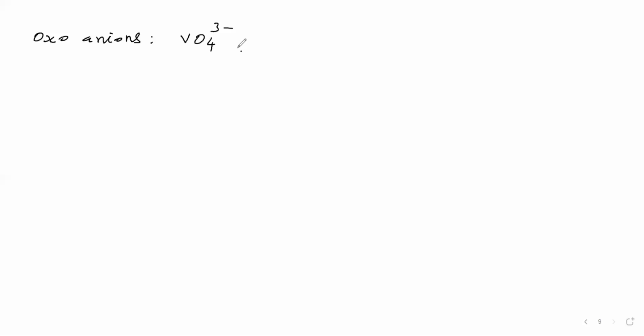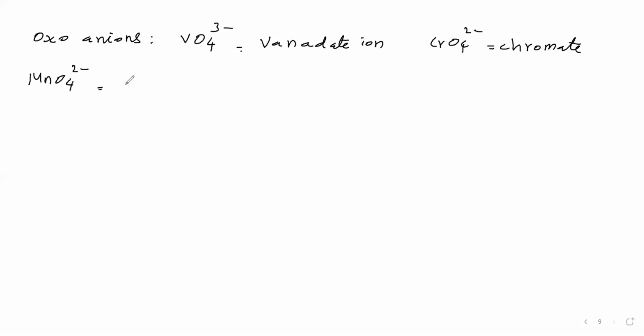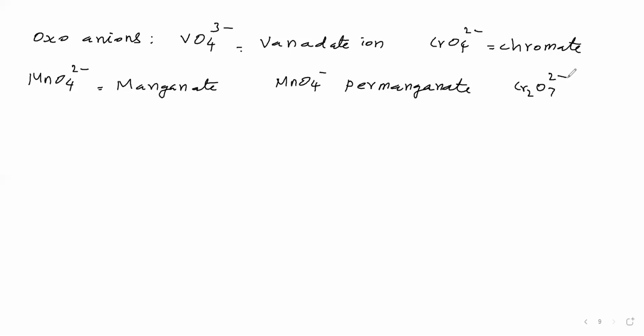VO4 3 minus is called vanadate ion. CrO4 2 minus, an oxoanion, is called chromate. MnO4 2 minus is called manganate. MnO4 minus is called permanganate. Cr2O7 2 minus is called dichromate.